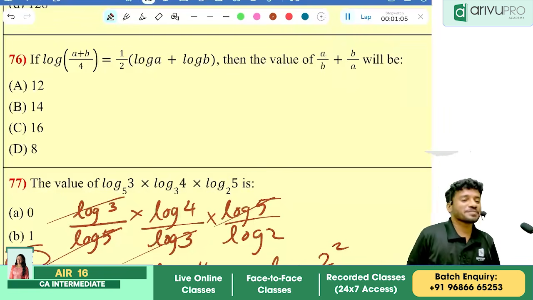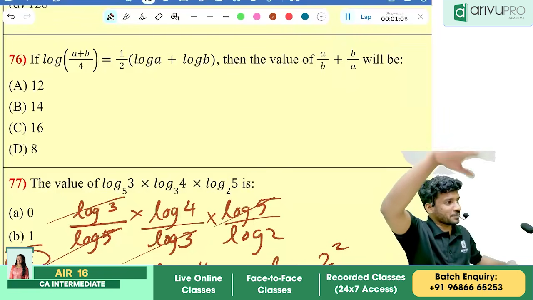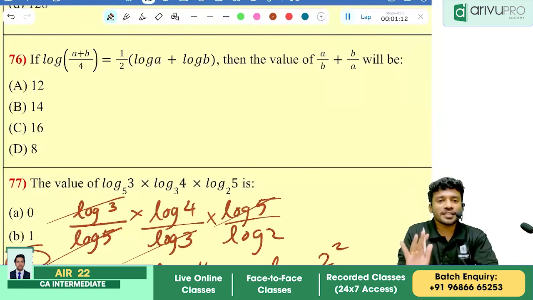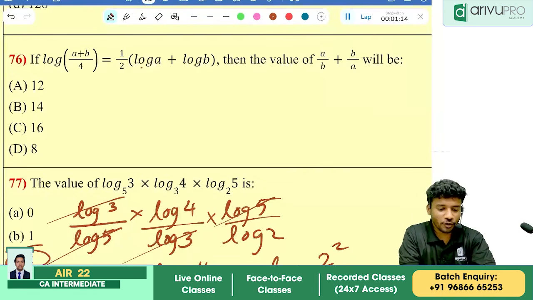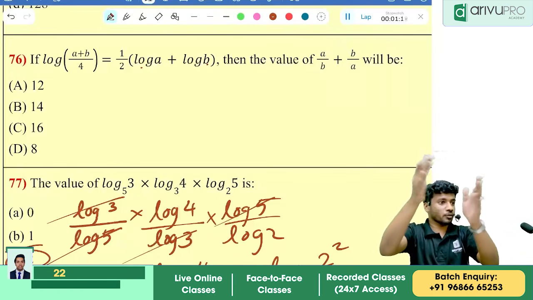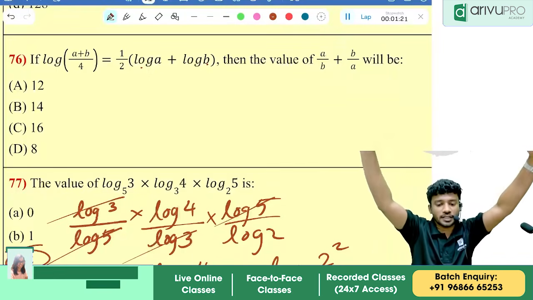Yes, there are two methods. The first method is the long method. Long method means we should make sure that both sides, both the logarithm, will become log of AB. Then this 1 by 2 will go to the other side. We will equate both the cases. It will take some time to get the answer.